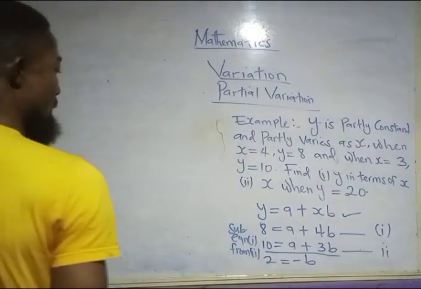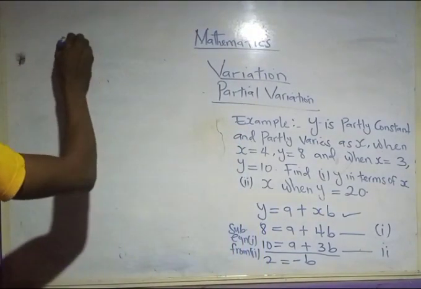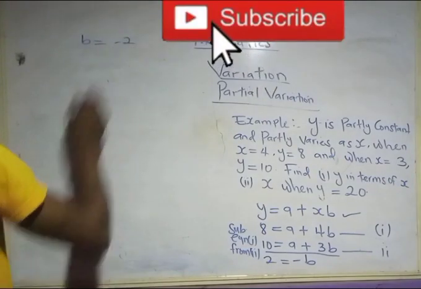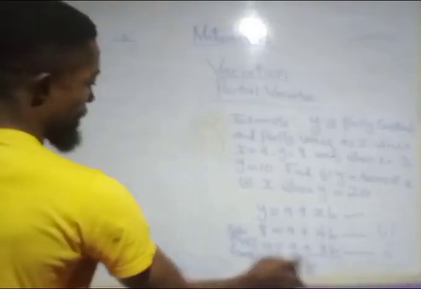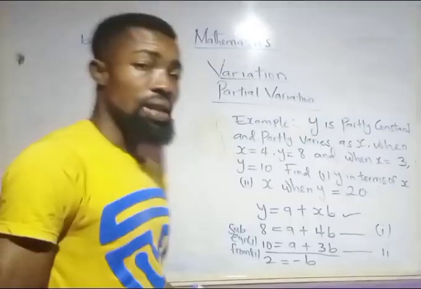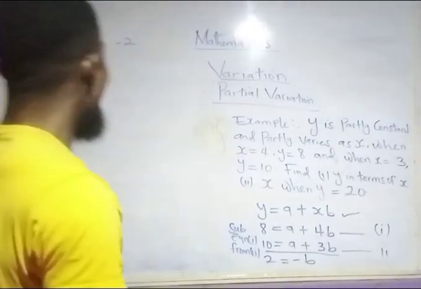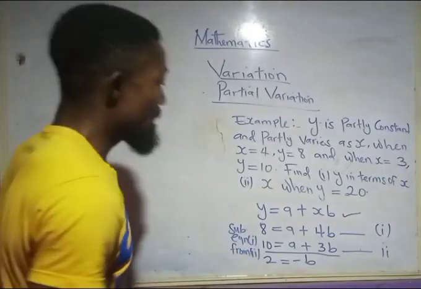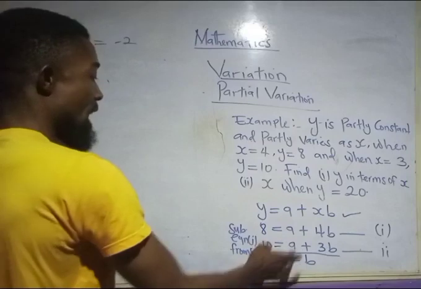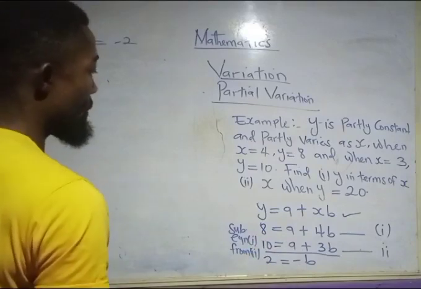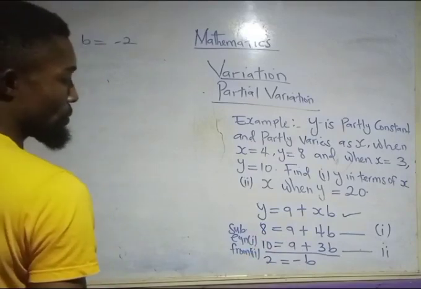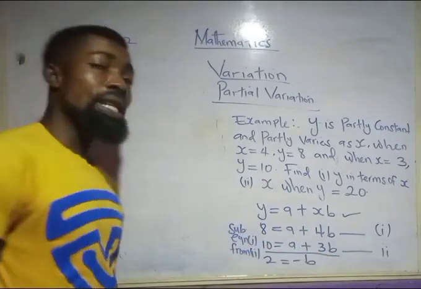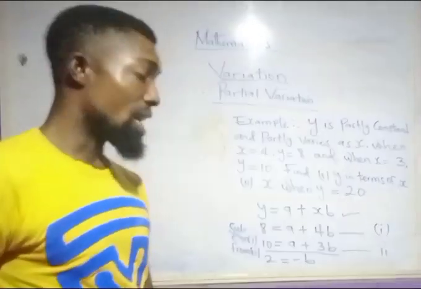We can now say that our b here is equal to minus 2. Yes, because we transfer the minus to 2 so that b will stand alone. So we have b equals minus 2. The next thing we need to do right now is to look for the value of a. Now from the equations, we have equation 1 and equation 2. We need to pick one of the equations. We can use any one.